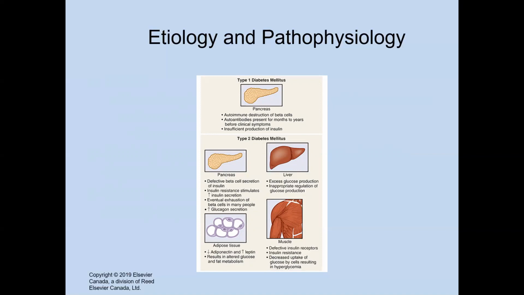Within our liver, we can have excess glucose production, and also that inappropriate regulation of glucose. At the level of our adipose or fat tissue, we've got some hormones that are involved, leptin in particular, and that changes the way that we metabolize glucose and fat. And finally, at the level of our muscles, we have defective insulin receptors that create that insulin resistance.